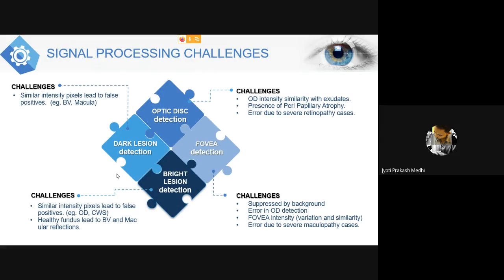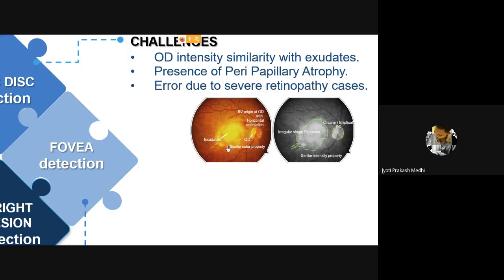Now moving into other signal processing challenges, here we have clubbed all the fundus image processing challenges into one slide and I will go one by one. So to start with, the optic disc detection. Optic disc intensity is very much similar to exudates. As you can see here, these are exudate regions and this is the optic disc region. So these are very much similar in intensity. And if we say that the optic disc is the brightest region of the image, then there might be some other exudate regions which may appear brighter than the optic disc. So using the intensity property will not help here.